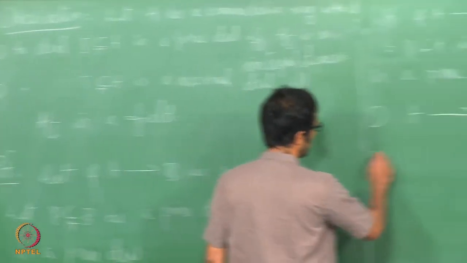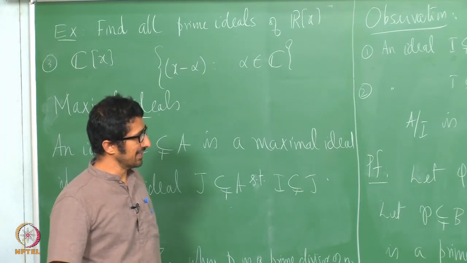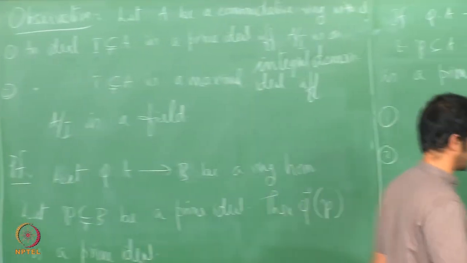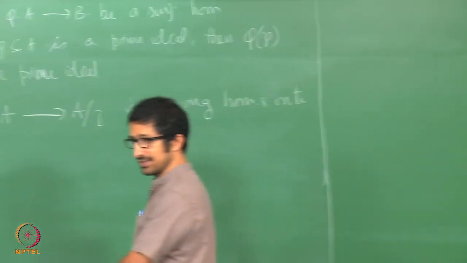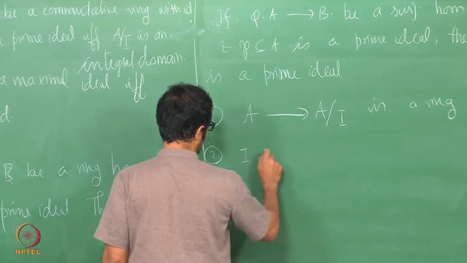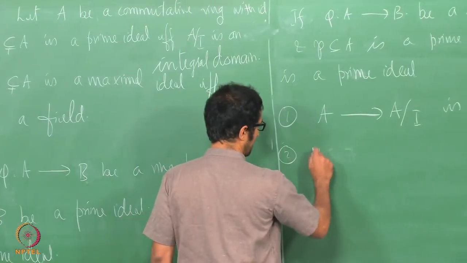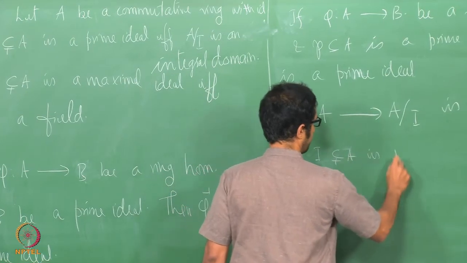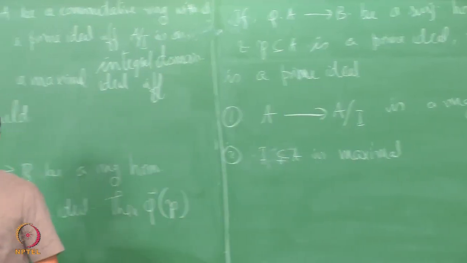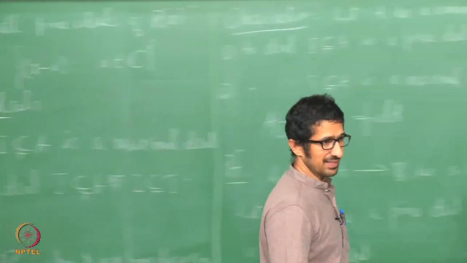Now, for the second part, I is a maximal ideal if and only if A mod I is a field. For this one can use the equivalent conditions that we used earlier. Okay. So, suppose I is a maximal ideal. How do you say A mod I is a field? Then there does not exist any other ideal containing I, other than A.